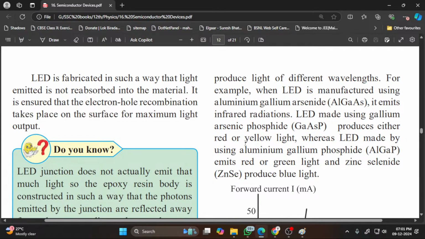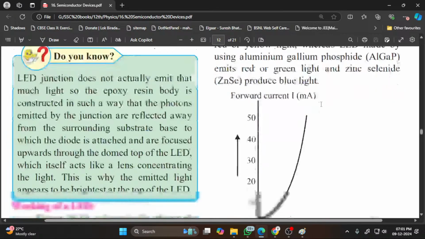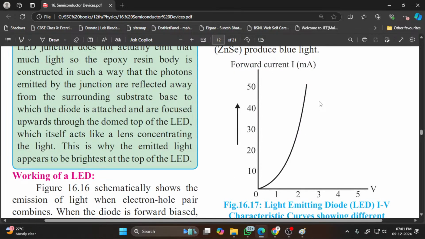Like aluminium gallium arsenide, it emits infrared radiation. Gallium arsenic phosphide, red or yellow light. LED using aluminium gallium phosphide emits red or green light, and zinc selenide produces blue light. VI characteristics are same as that of any other PN junction diode. So VI characteristics are not different.